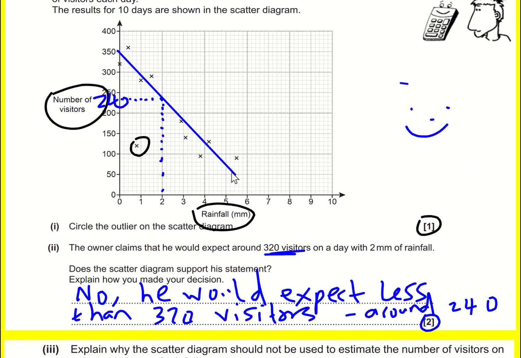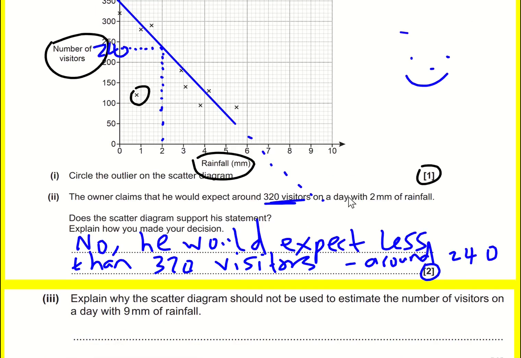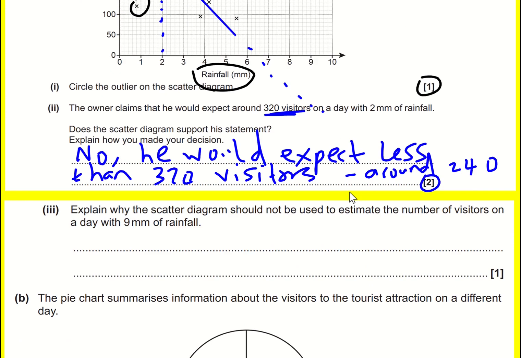However, going beyond the data range to 9 is called extrapolation, and it's just not a good idea, because how do you know the data will continue in the same way? In this case, actually, we would get negative visitors, which wouldn't even make any sense. So that's another reason for it to not work. But for 1 mark, regardless of whether you get negative or not, you just shouldn't extrapolate. So explain why it should not be used.